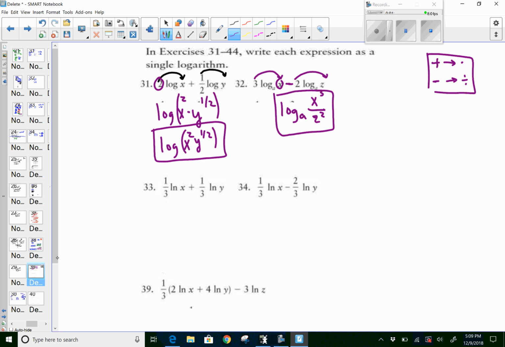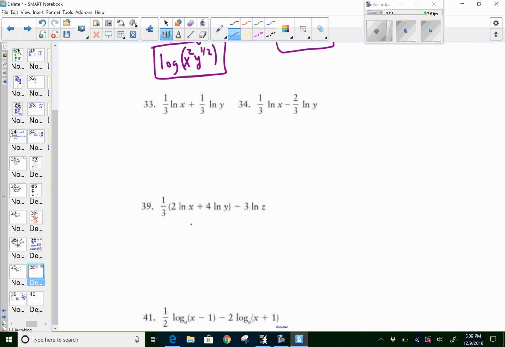All right, over here, so similar. So the 1/3 gets kicked back, the 1/3 gets kicked back, addition changes into multiplication. So it's going to be a single ln, which is natural log. It's going to be x to the 1/3 times y to the 1/3. And I know that since they're both 1/3, I can condense it into ln of xy to the 1/3 power.